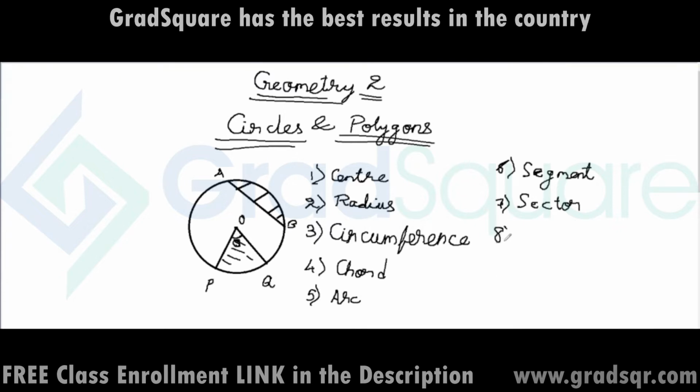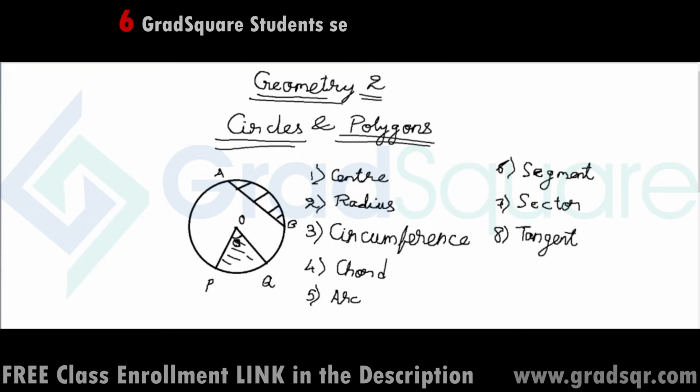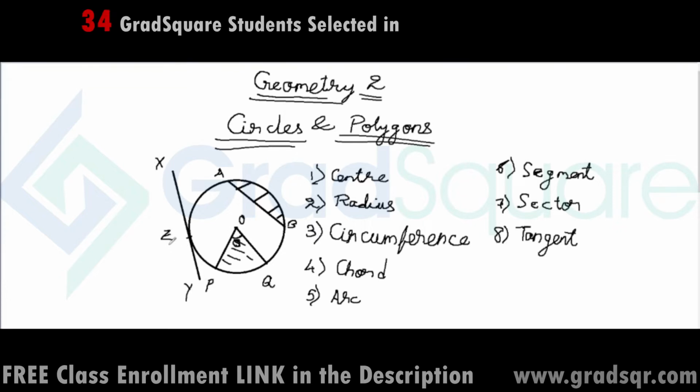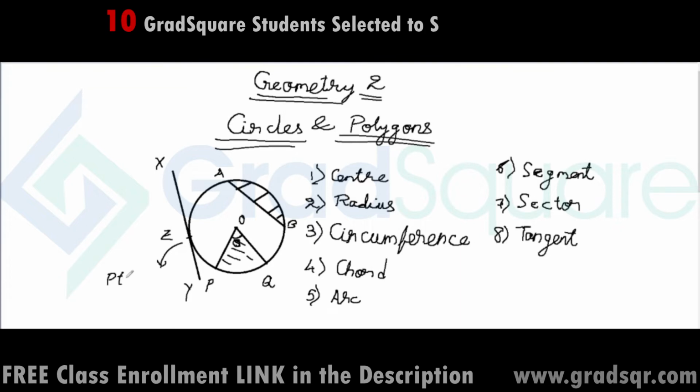Okay. Next, we all know what a tangent is. Tangent basically is a straight line which is drawn in such a way that it touches the circumference of the circle at exactly 1 point. Right? So if I have a straight line XY, and such that it is touching the circle at the point Z, then this straight line is called the tangent of a circle. And this point Z is referred to as the point of contact of the tangent.